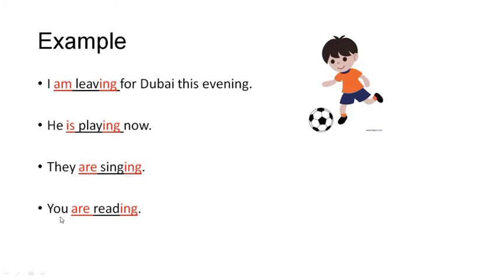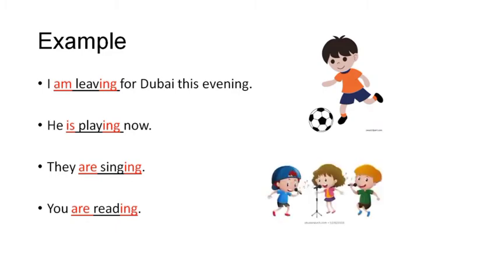So, you are reading. We can use "you" to talk about singular as well as plural. So for "you," you have to write "are." You are reading. Yes. So all these are some examples of present continuous tense.